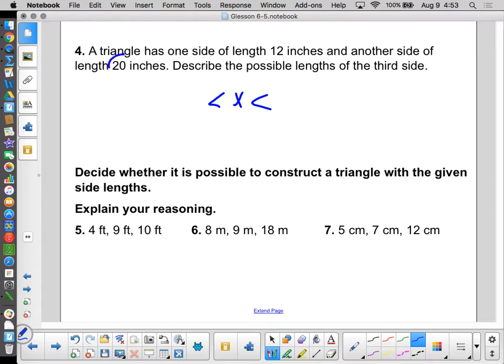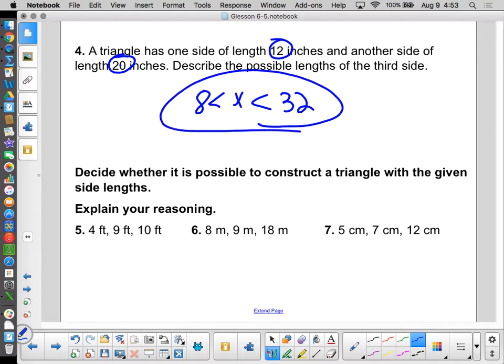The numbers I have are 20 and 12. So the lower number has to be the difference. 20 minus 12 is 8. The upper number has to be the sum. 20 plus 12 is 32. There's my range of values. Done. That simple. Not a whole lot of work involved.